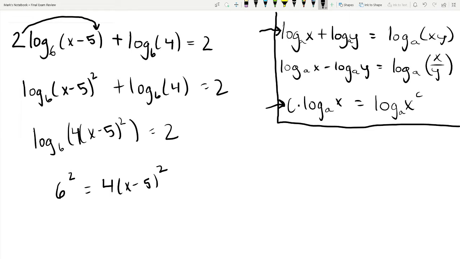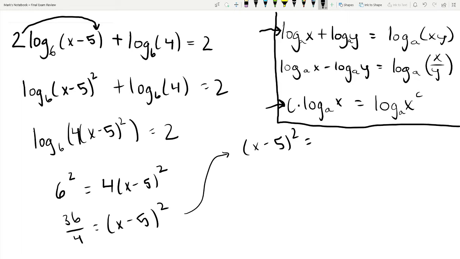Okay, so now just continuing to simplify a little bit, 6 squared is 36, and we can divide by 4 on both sides. So now we've got (x minus 5) squared is equal to 9. Now I could expand this all out, subtract the 9, and then refactor, but it would be a little easier to just take the square root of both sides right now. So we get x minus 5 equals, of course, plus or minus 3. Be careful here not to forget the negative.